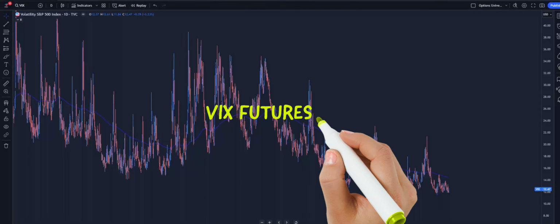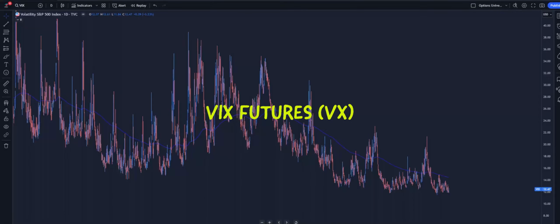Now, you can also trade VIX futures, which has the ticker VX. VIX futures reflect the market's estimate of the value of the VIX index on various expiration dates in the future, hence the name futures. Trading VIX futures also allows you to trade a different strategy with the VIX, increase your level of risk management, and generate some alpha.